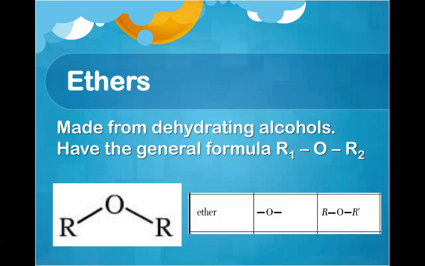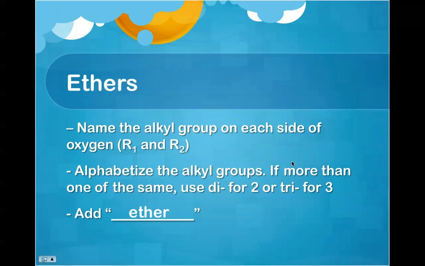All right, moving on to ethers. This is made from basically dehydrating an alcohol, and it has a general formula of ROR, the main part again being this oxygen that's going to be in the middle of a carbon chain. And again, those R groups are just chains of carbon of various lengths. All right, an ether is going to basically name the alkyl groups on each side of the oxygen, and then we're going to alphabetize them. If we have more than one of the same, then we're going to use di for 2 or tri for 3.